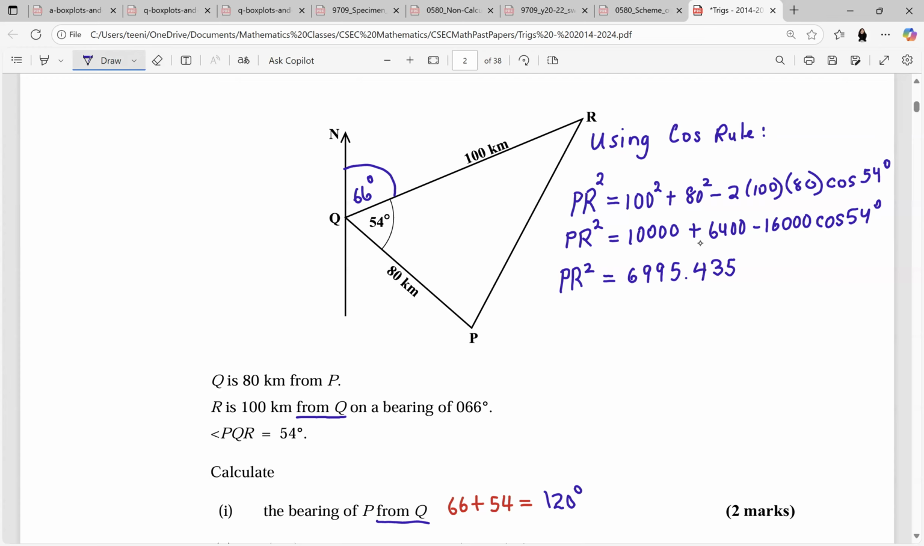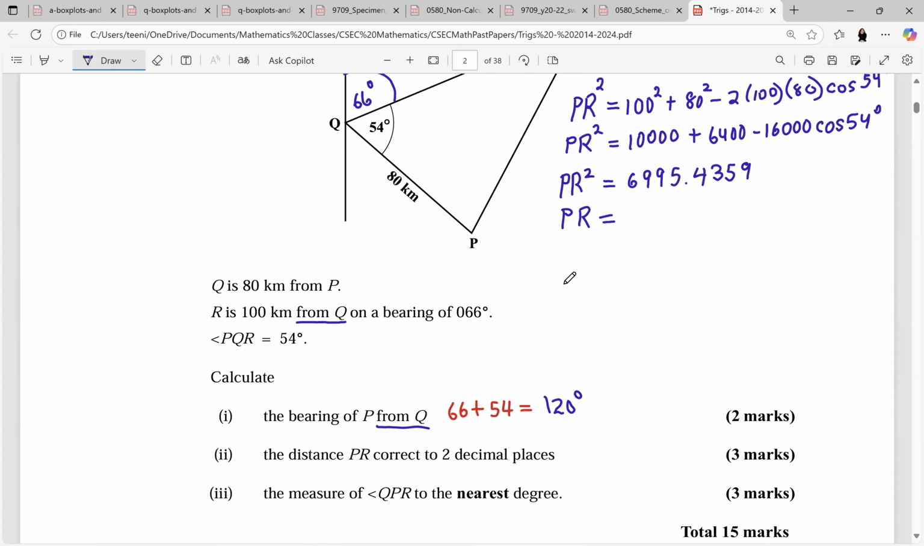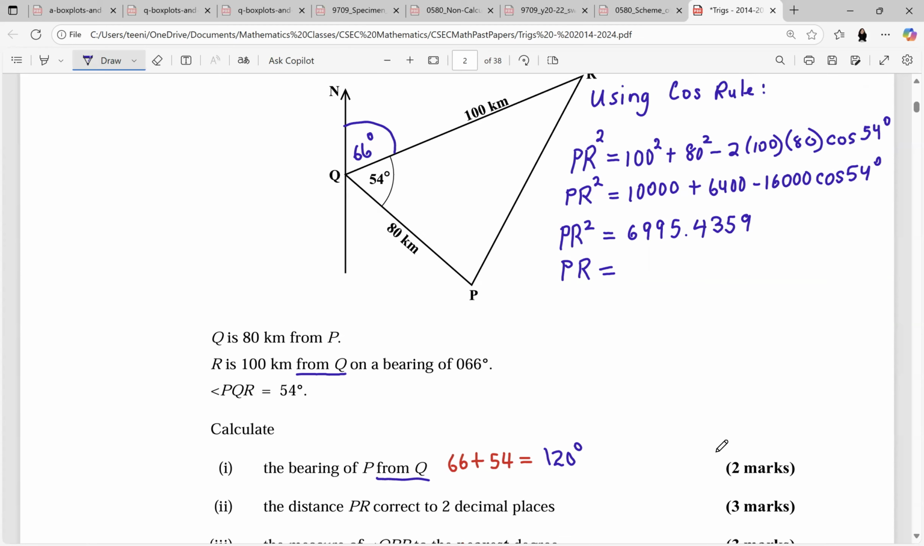Yeah. Right, good. Now, Amisha, just press the square root of that and press equal and tell me what you get. 83.63872287. Perfect. And they told us to give our answer to 2 decimal places.